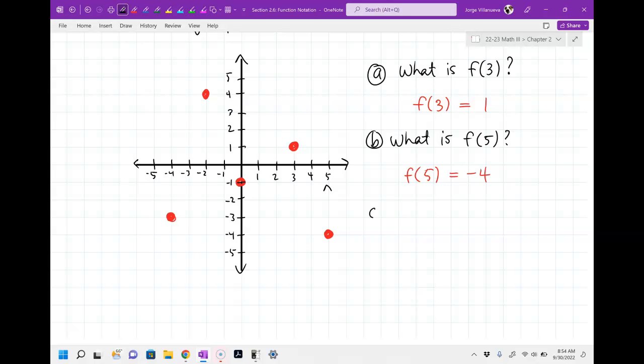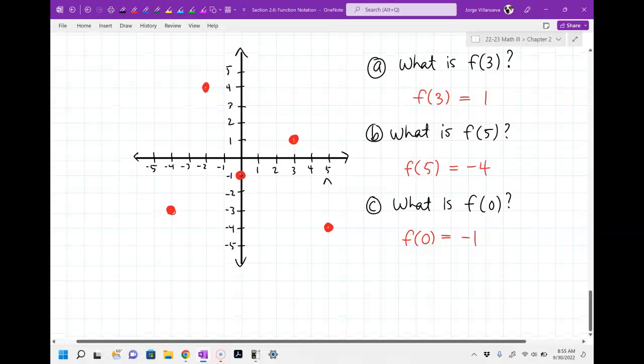Part C. What is f of 0? Say it again. -1. Thank you. Right? Because if you go to 0 on the x-axis, just find your point. It's right there at 0, -1. Your y value is -1. Okay? So whenever they tell you what is f of 3, what is f of -2, they're asking you, what's your y value? Okay? Now those are the easier ones of the two.